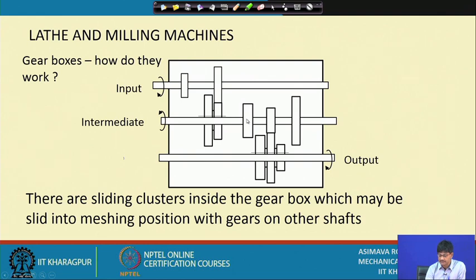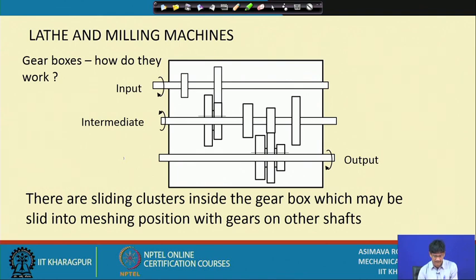On the intermediate shaft, we are having three more gears, and the same thing is being done by this particular sliding cluster. So that you can have two speeds here multiplied by three speeds here, so that I can have six output speeds here. This is the shift. It can be placed here or middle, or it can also be put in this contact. Okay? So, once it is put at some position, we can leave it there and it will maintain connection at that particular point. So, this is the way in which gearboxes operate.